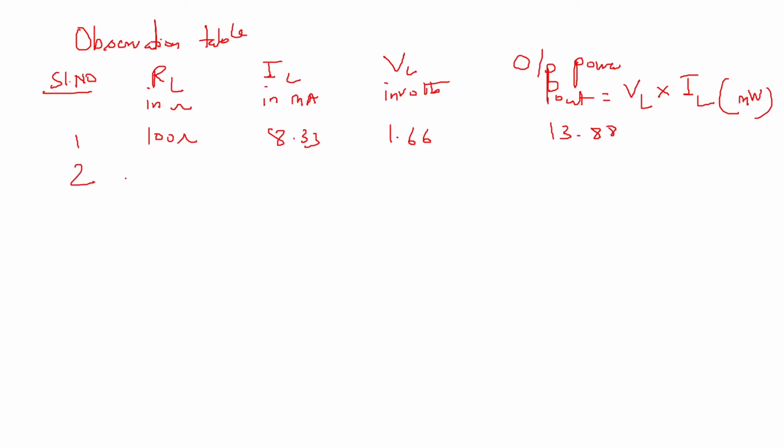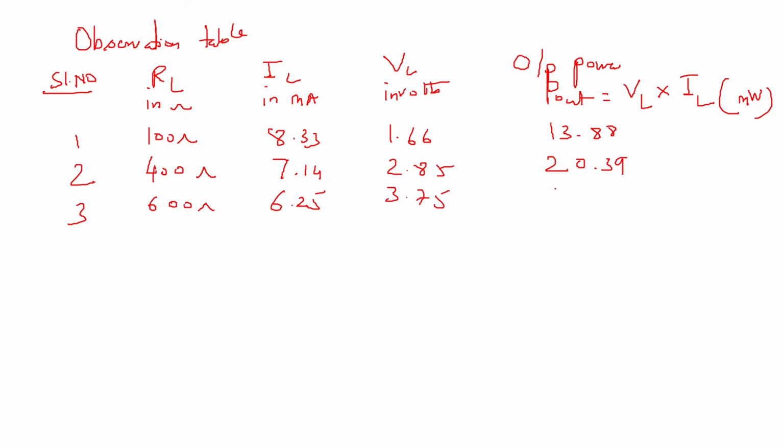Then we can have a second reading where we change the load resistance to 400 ohms. In that case, we will get the load current as 7.14, voltage as 2.85, and then the power will be around 20.39 milliwatts. We can take the third reading for 600 ohms, and for 600 ohms we can see the load current as 6.25, the load voltage as 3.75, and the power will be 23.43 milliwatts.